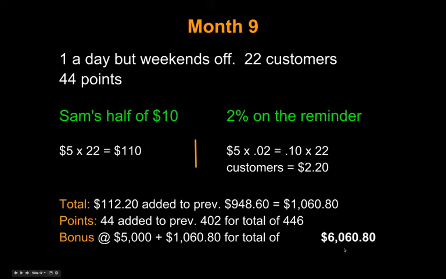Month number 9, he decided he wanted weekends off. So he got one customer every day, but not Saturday, not Sunday. 22 customers for the month, 44 points. And this is what he earns, $6,060.80, because most of it came from the bonus. Remember, he's in the customer pool of 400 points now. He gets 2 shares of the bonus that you get at 200 points. And when he gets to 600 points, he'll get 3 shares of that bonus.